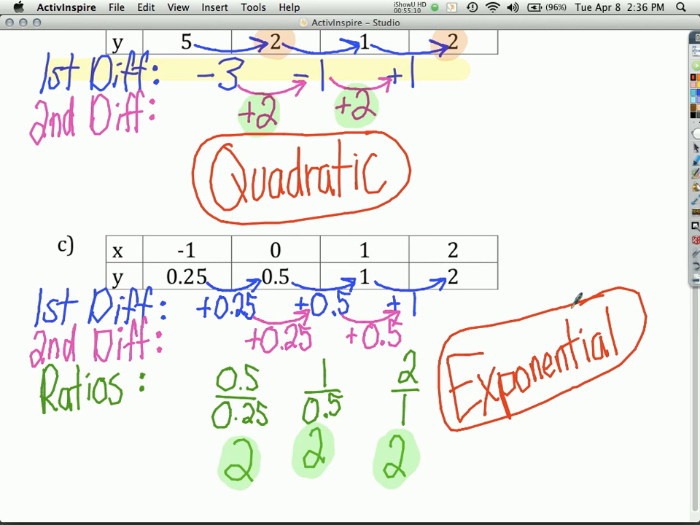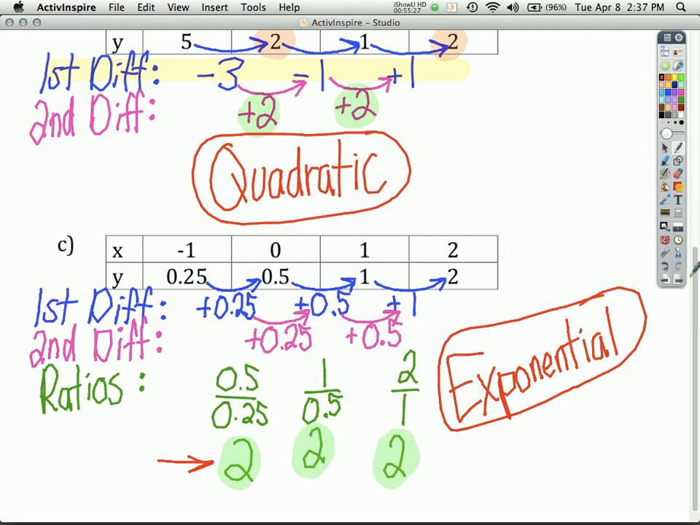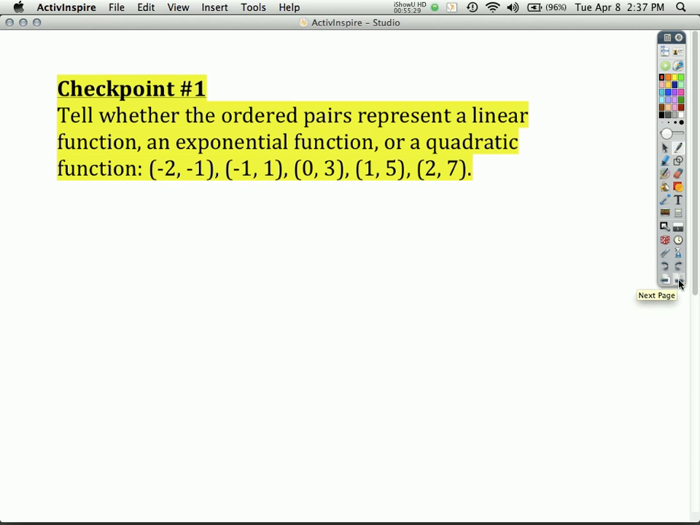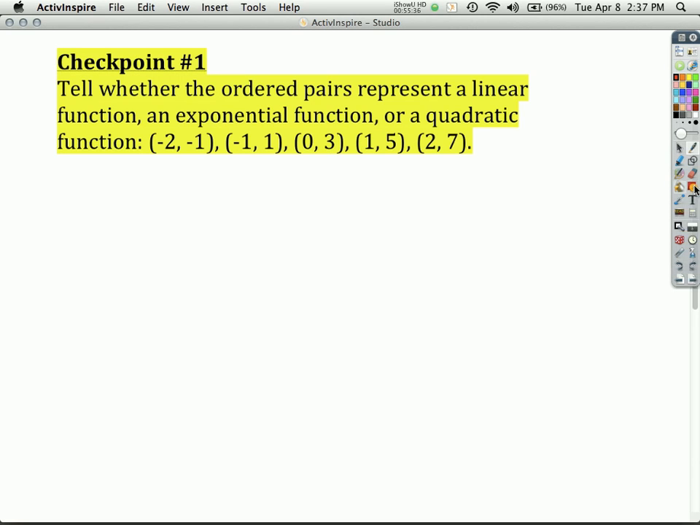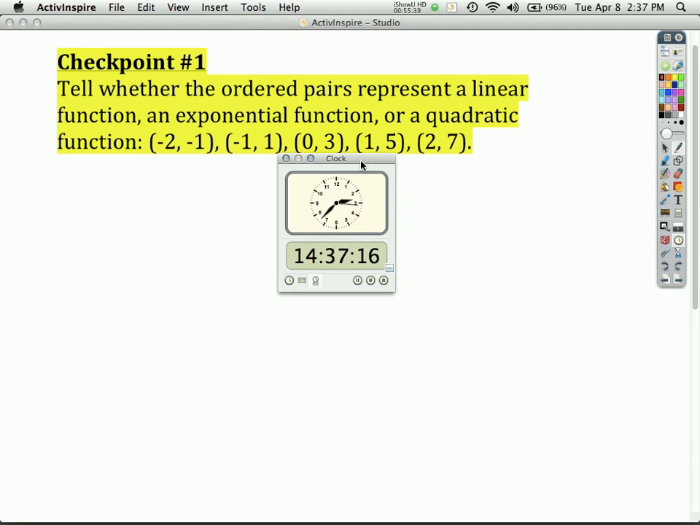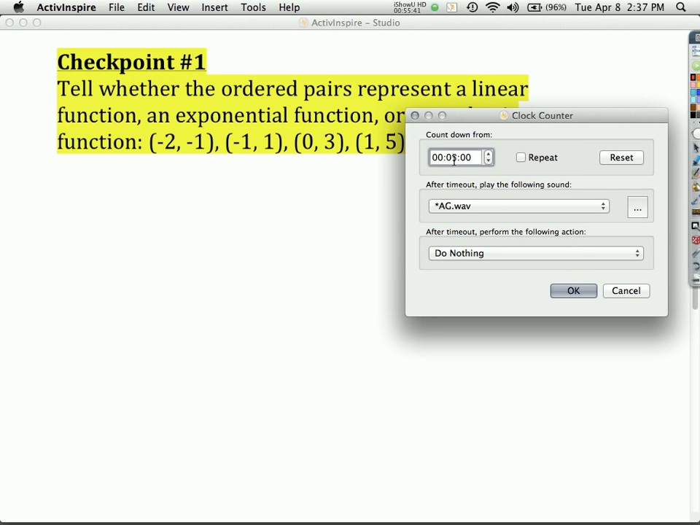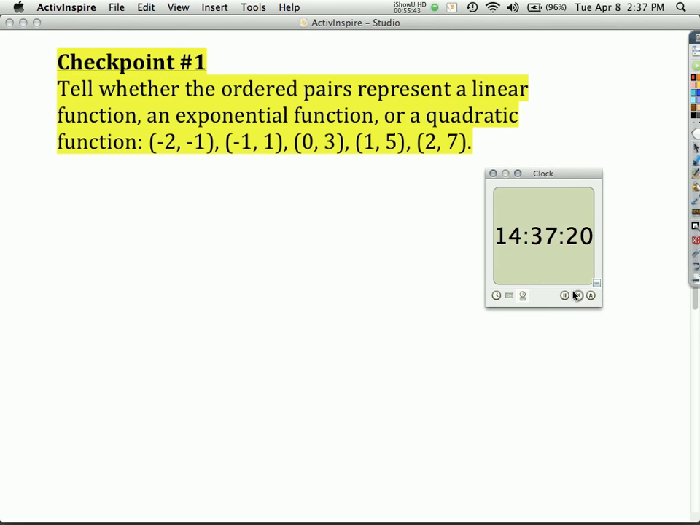Any comments, questions, concerns on how we did that? This ratio is actually going to have great importance in a few minutes. So you have to know how to find that ratio no matter what. Any comments or questions? All right, let's see how you do on your own. Checkpoint number 1. Tell whether the ordered pairs represent a linear, exponential, or quadratic function. You got 3 minutes on the clock. Go.